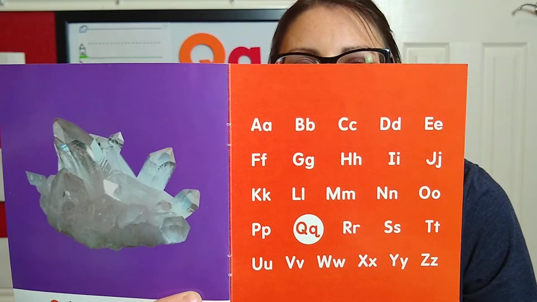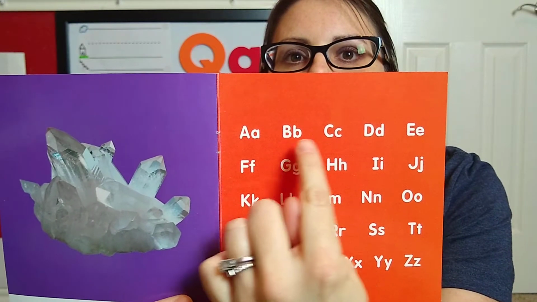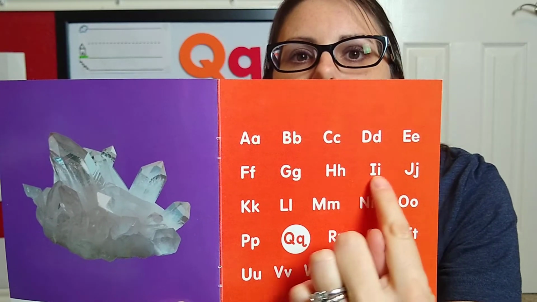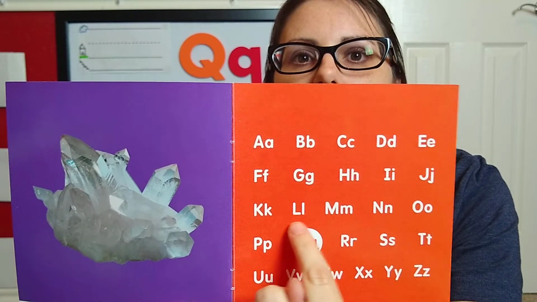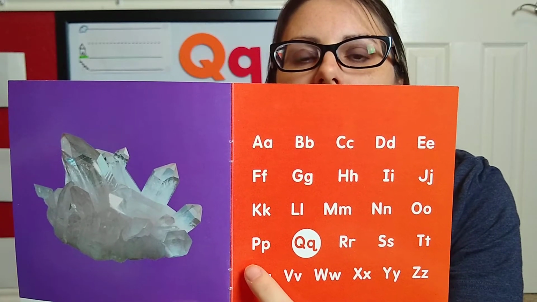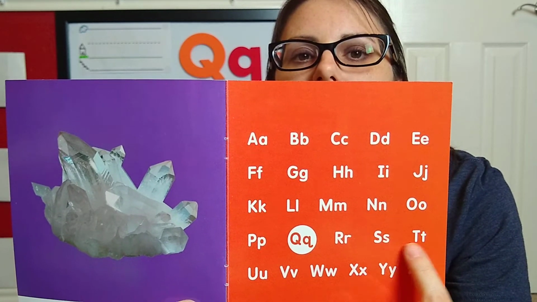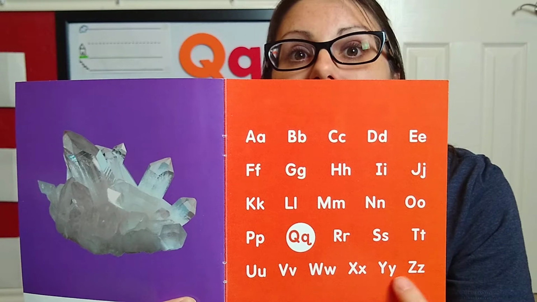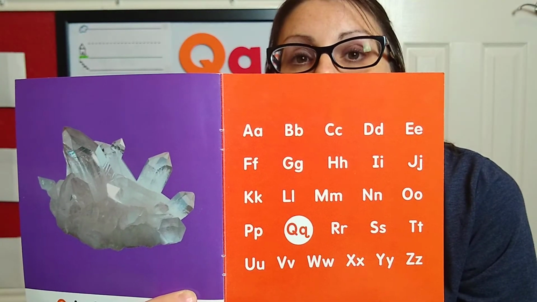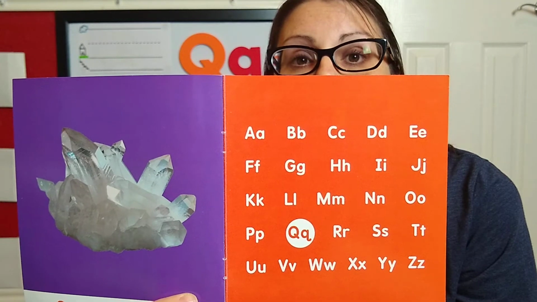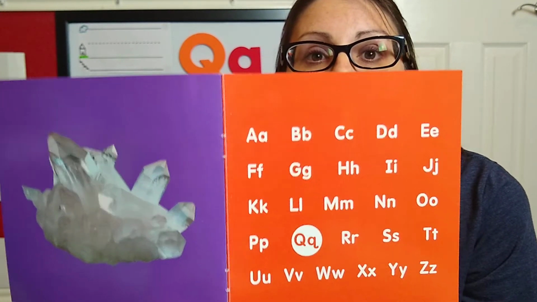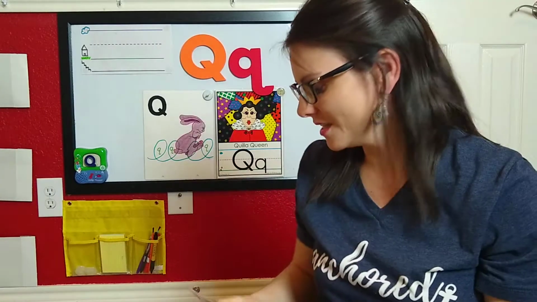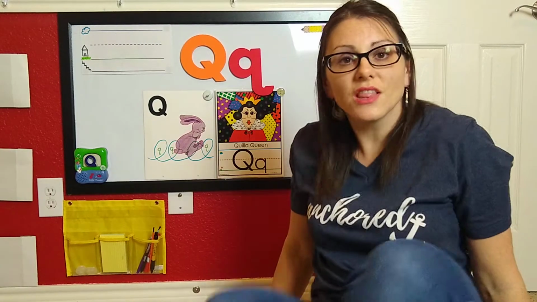Let's sing our alphabet song so we can get to our letter Q. A, B, C, D, E. Next line. F, G, H, I, J, K, L, M, N, O, P, Q, R, S, T, U, V, W, X, Y, Z. Now we've sung our ABCs. Can you find Q for me? Where is that Q? There it is. All right. Okay, so that is our letter Q.